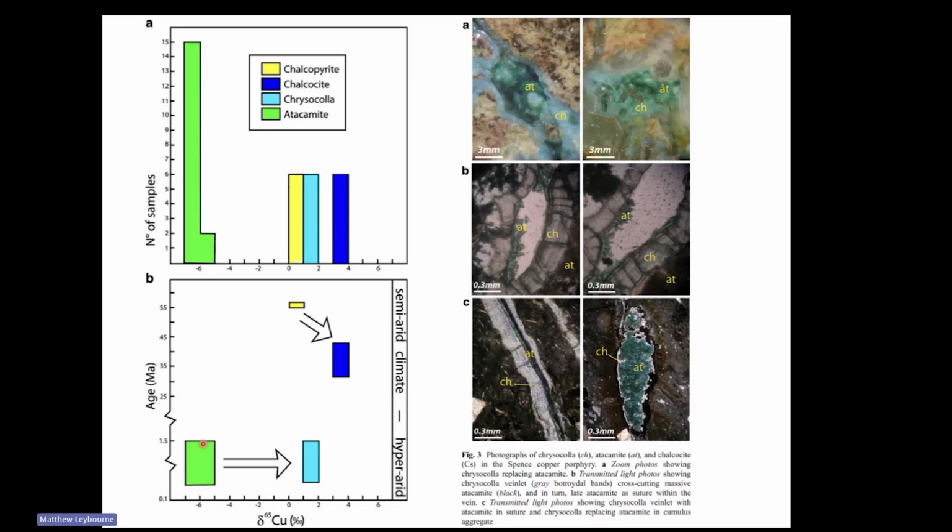That atacamite was then altered by fluids to form chrysocolla. And again, there was a large fractionation where the heavier isotopes went into the fluid. So in this case, the copper isotopes sort of allowed us to understand the geological formation and history of the Spence deposit.